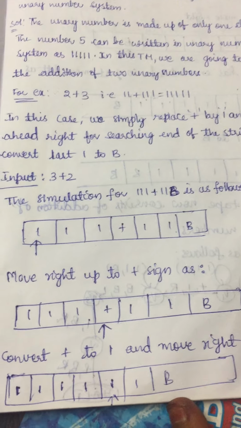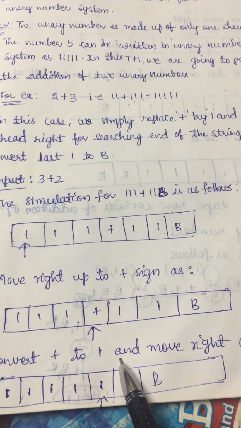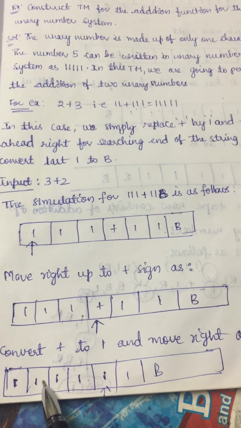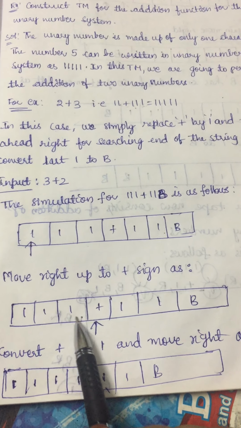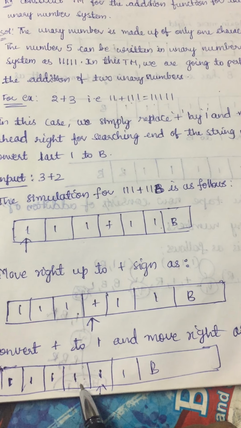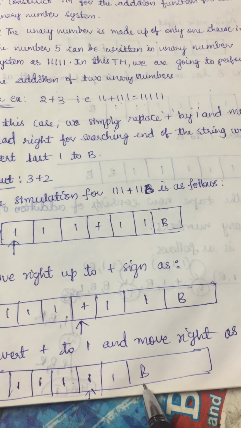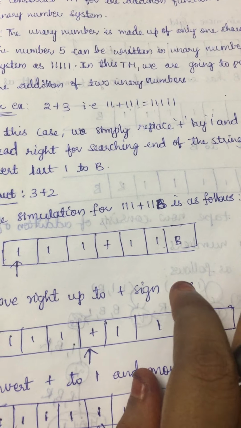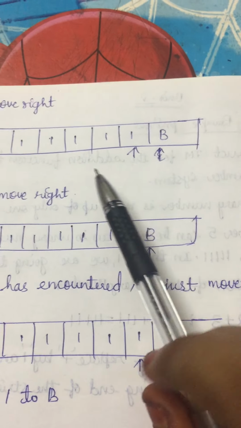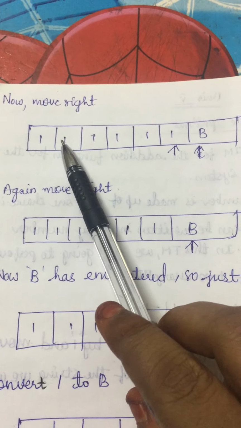And now what will happen? See, convert plus to 1 and move right. So 1, 2, 3. See 1, 2, 3. And this plus is now converted to 1. And again move to the right direction in search of what? In search of blank symbol. So in search of blank symbol, we have to move to the right direction. So there we move to right.